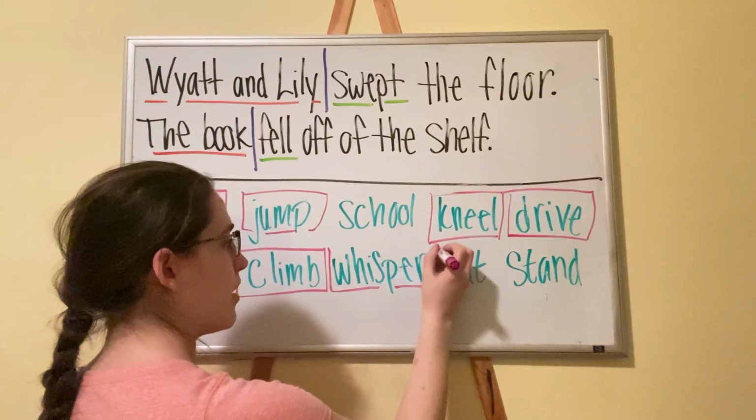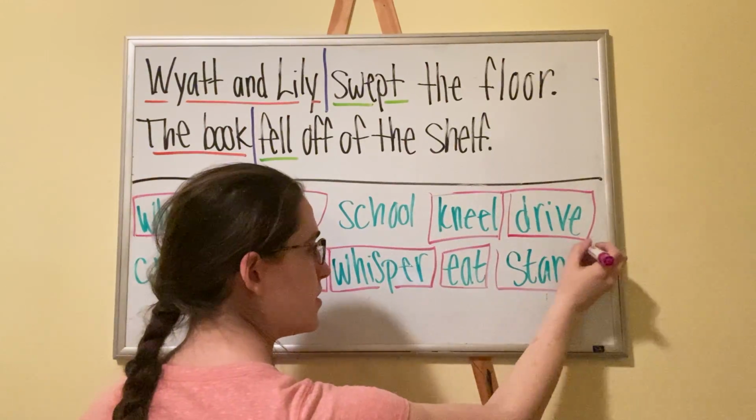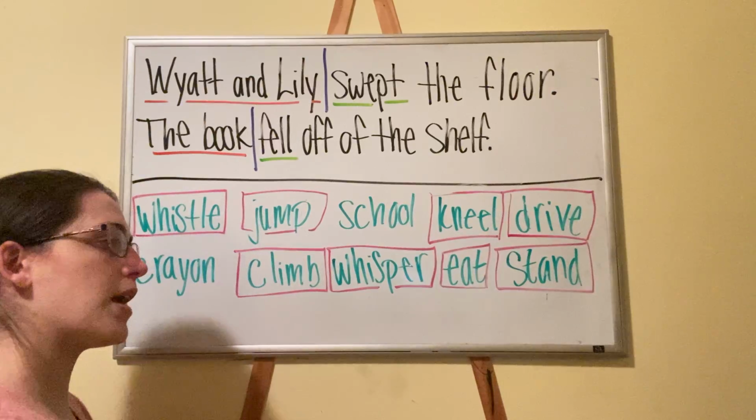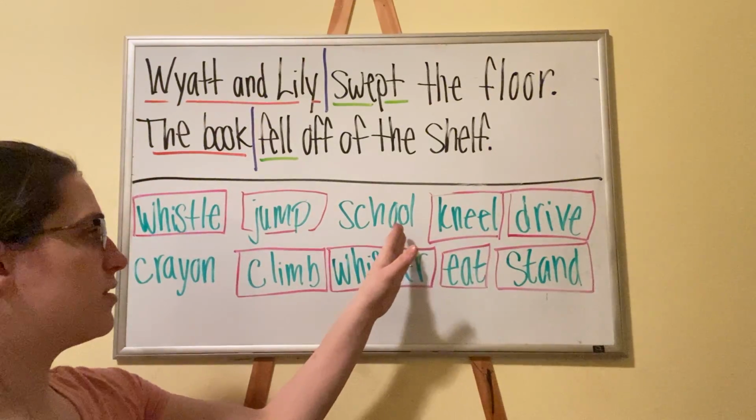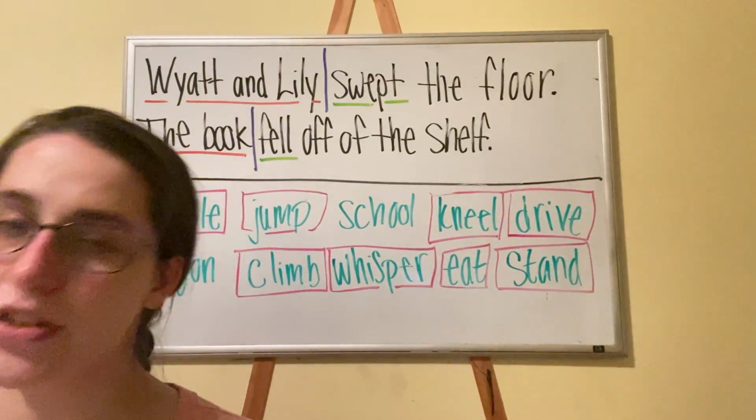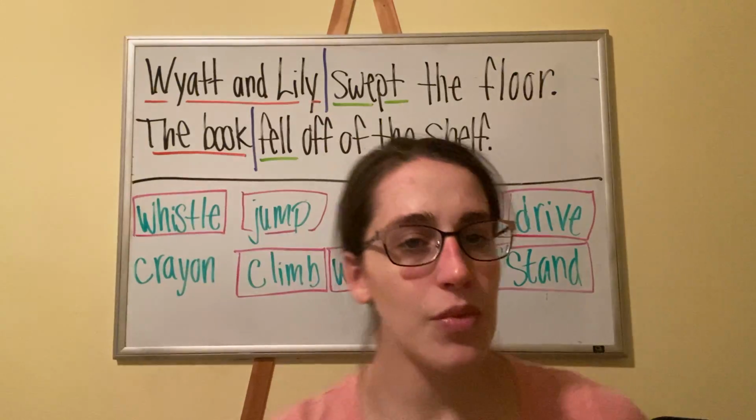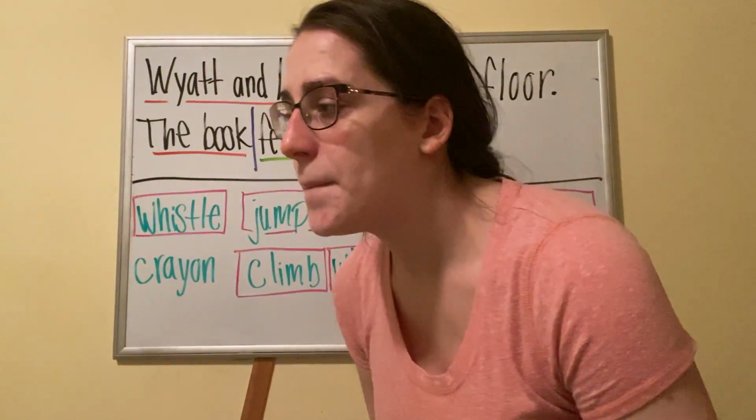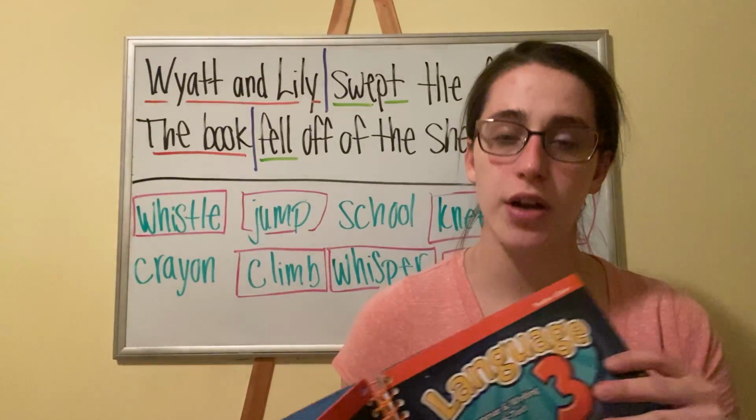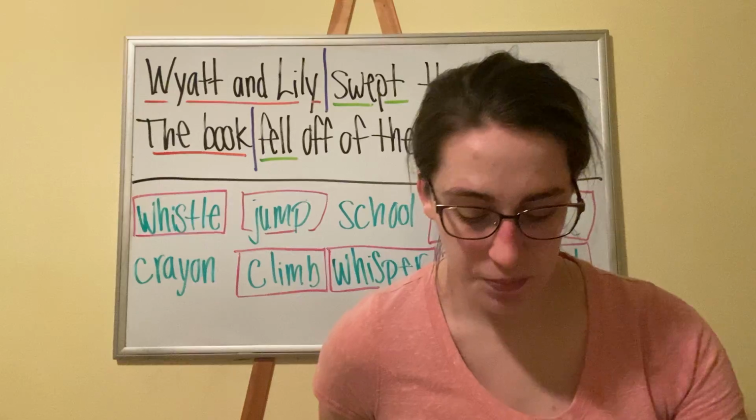And as I'm sure you've already figured out, the rest of these are verbs. Whistle, jump, kneel, drive, climb, whisper, eat, stand. School and crayon are nouns. They are not verbs. Okay, so after you're done with this video, you're going to turn into your language book and you're going to be on page 82.